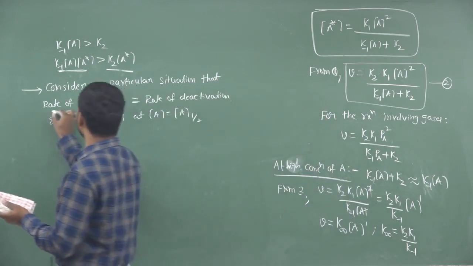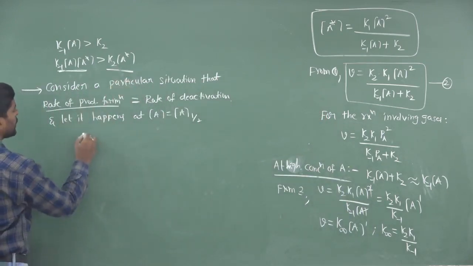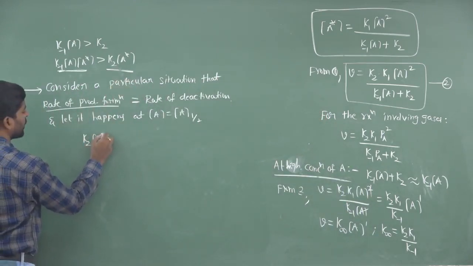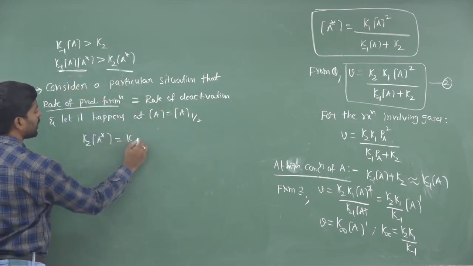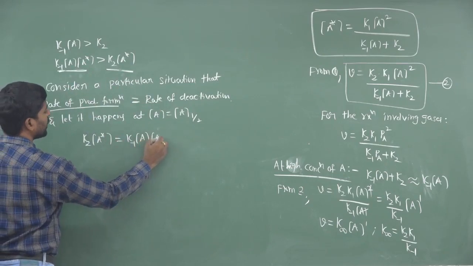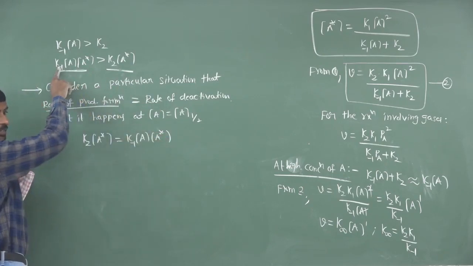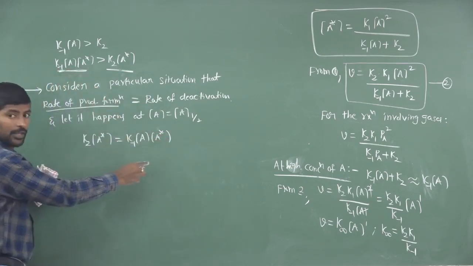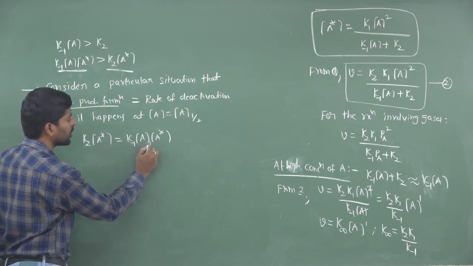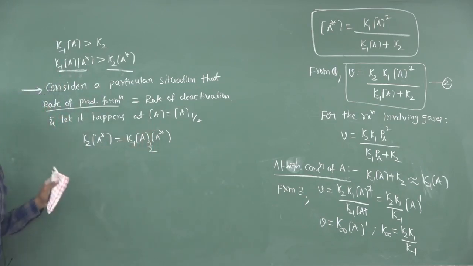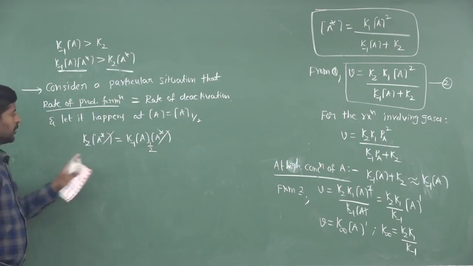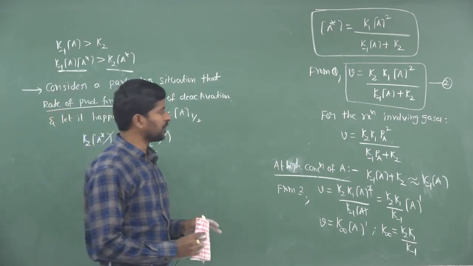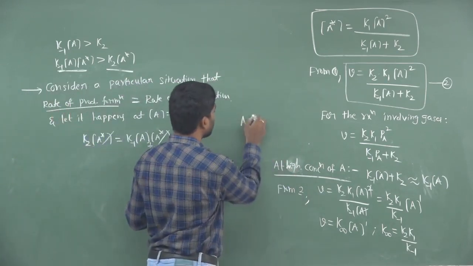Now rate of product formation. What is rate of product formation? K2 into A star. That is equal to rate of deactivation, that is K minus 1 into A into A star. What about the concentration of A at that situation? A half. The concentration of A at that situation we are taking as A half. So A star gets cancelled.